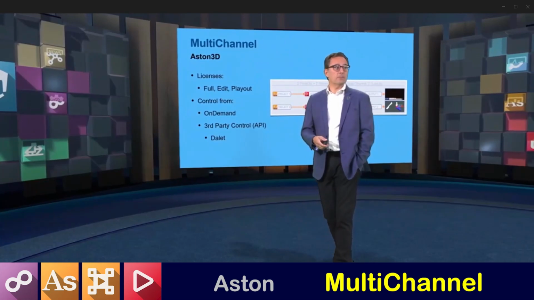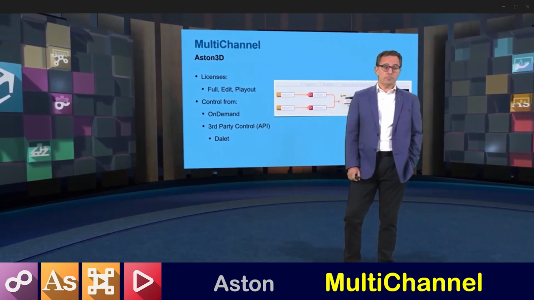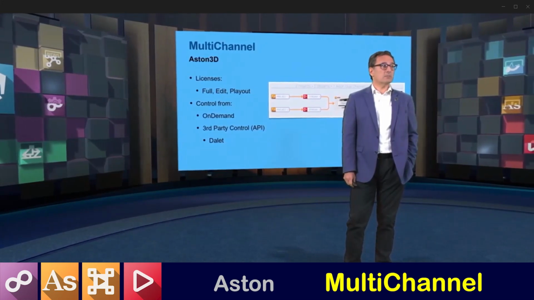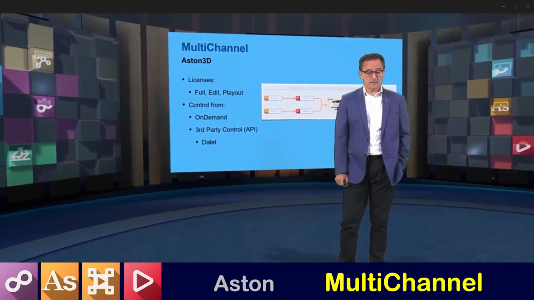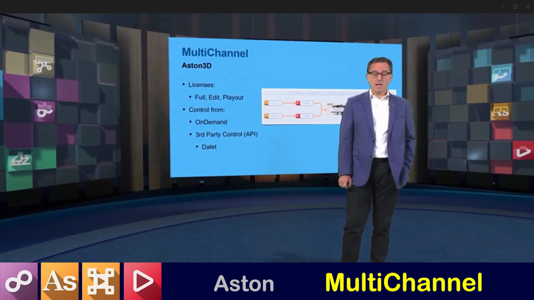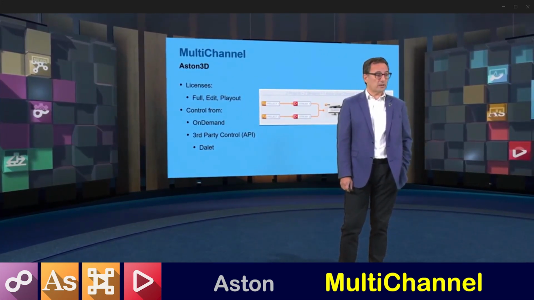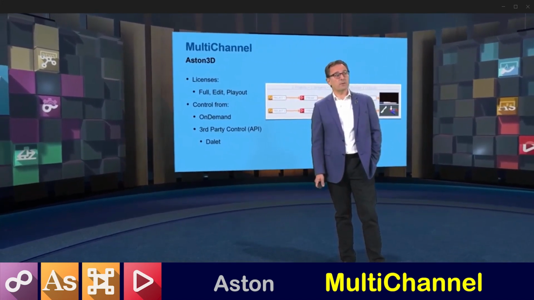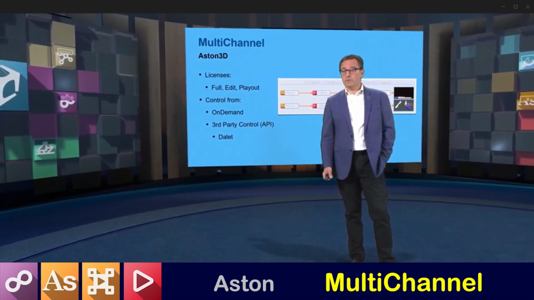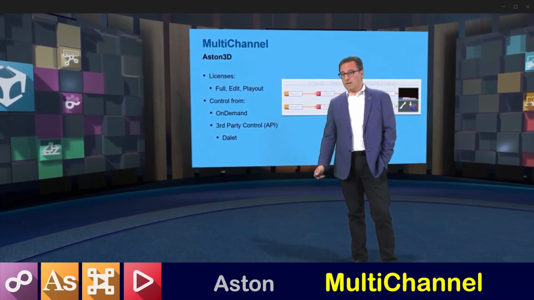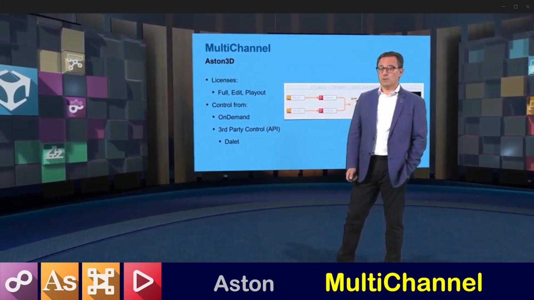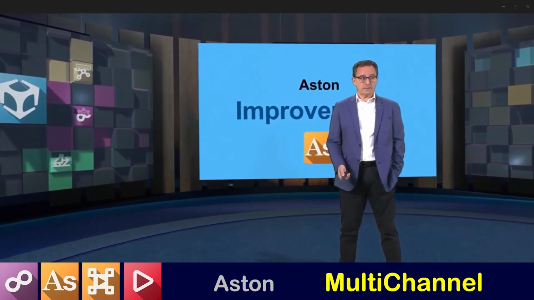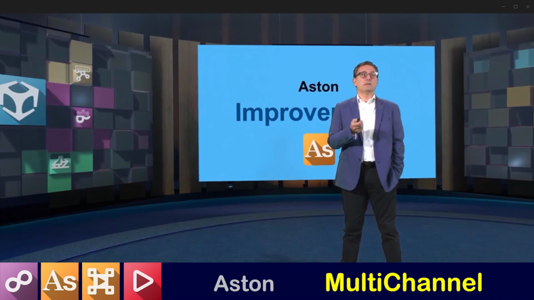So to recap, we have a new product. This is a product in the price list also that is called Aston Multi-Channel. There are different licenses. There's a full edit playout, and we have 2, 4, and 8 channels. And this can be controlled externally from on-demand and also from third-party applications like Dalet through an API. Okay, let's go to the other improvements in Aston.